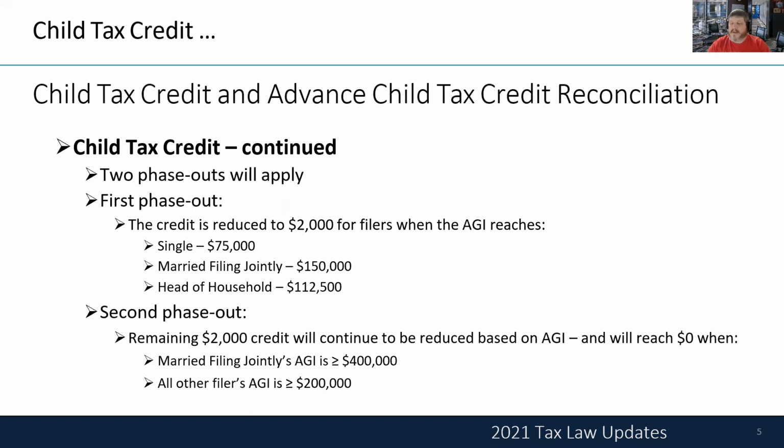There are 2 phase outs. In the first phase out, the credit is reduced down to $2,000 for filers when their AGI reaches $75,000 if they're single, $150,000 if married, and $112,500 for head of household. Okay. In the second phase out, the remaining $2,000 credit will continue to be reduced based on the AGI and will reach 0 when the AGI is greater than $400,000 for married filing jointly, and $200,000 for all other filers. Keep in mind, we're not talking about married filing separately because those people don't qualify for child tax credit at all or EIC. Okay.